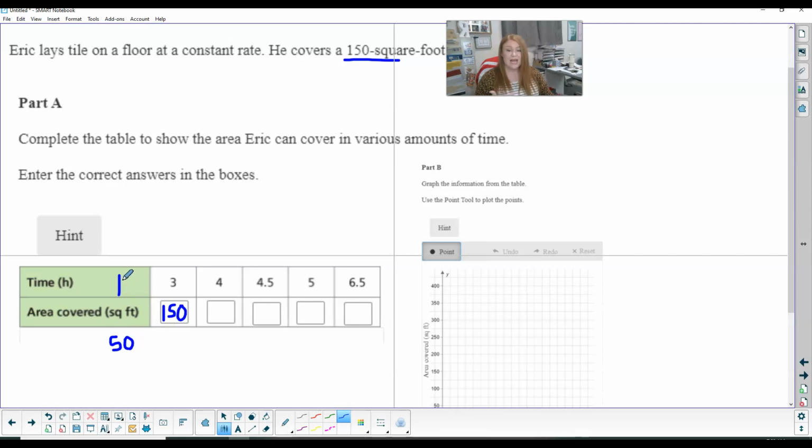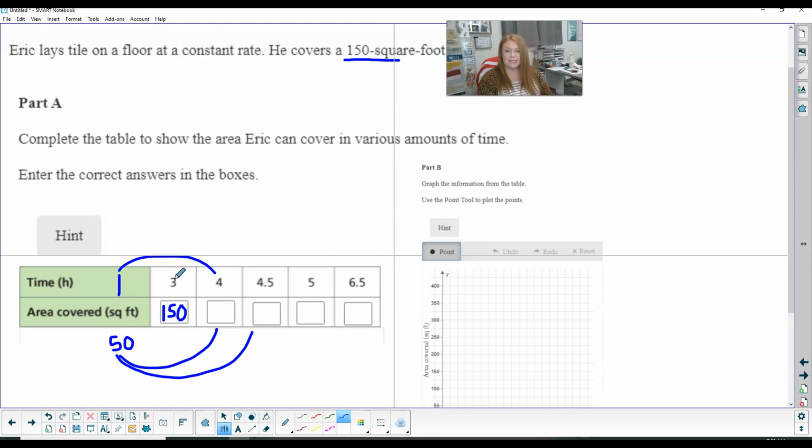So I know every hour he can lay 50 square feet. So now, how do I get from 1 to 4? Well, I times by 4. So now I can do 50 times 4, put that answer here. How do I get from 1 to 4.5? Times by 4.5. So now I need to do 50 times 4.5. Put that answer here, right? Once you know the 1, you can do any other number.